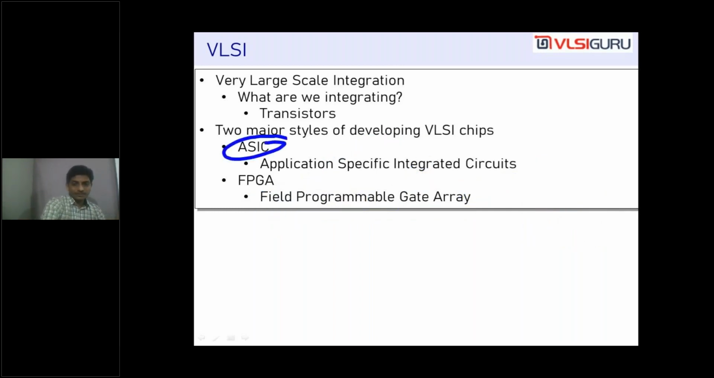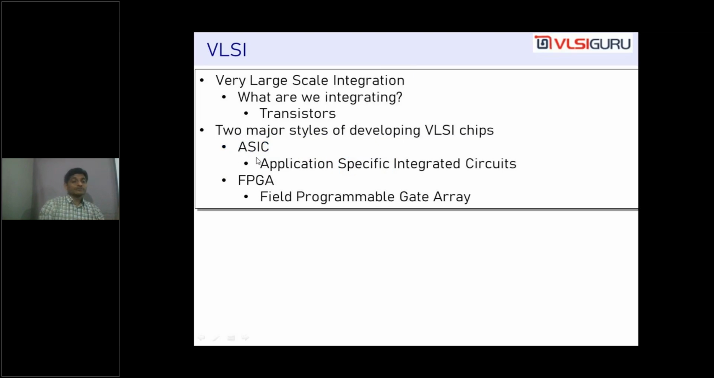ASIC is developed specific to the application. I want a mobile phone that will only work like a mobile phone. It will not work like a laptop. It will not work like a router. If I have to develop a router, I have to go through another dedicated flow. Did you understand the difference between ASIC and FPGA?